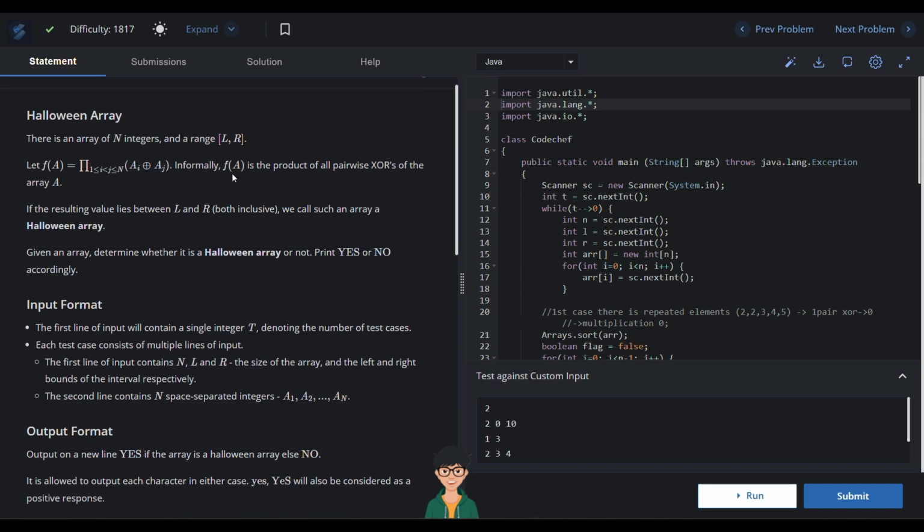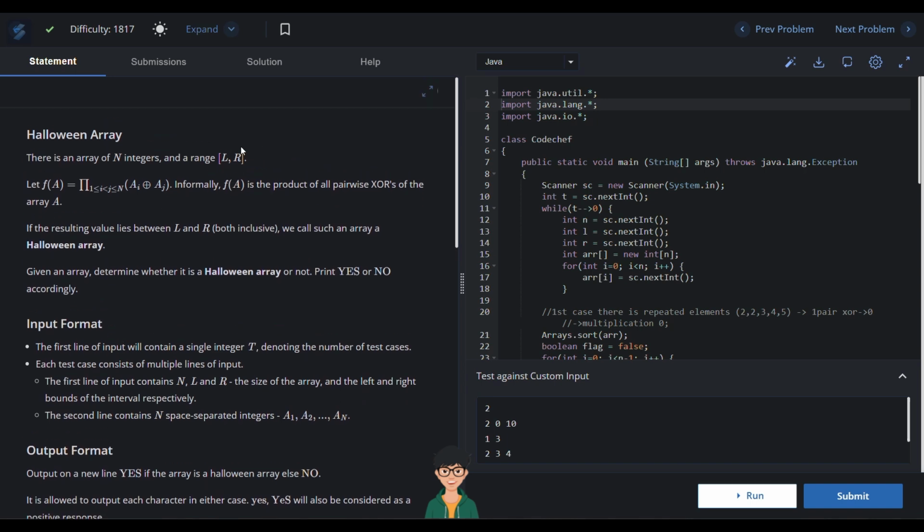You are given an array of n integers, and you are also given a range l and r. Here you have to calculate something, and then tell in yes or no whether that thing is between l and r. If it is between l and r inclusive, then print yes. If it is not, just print no.